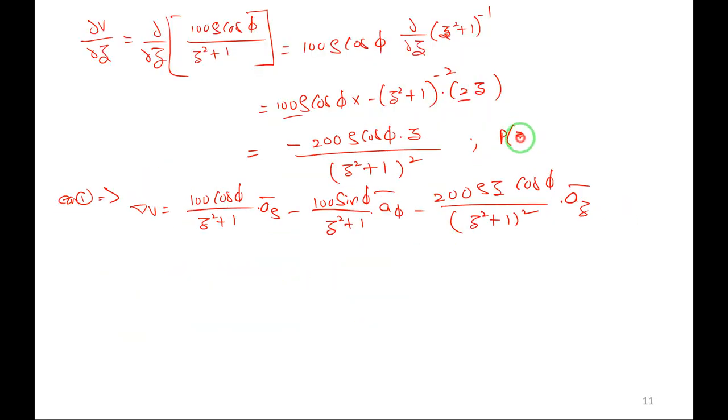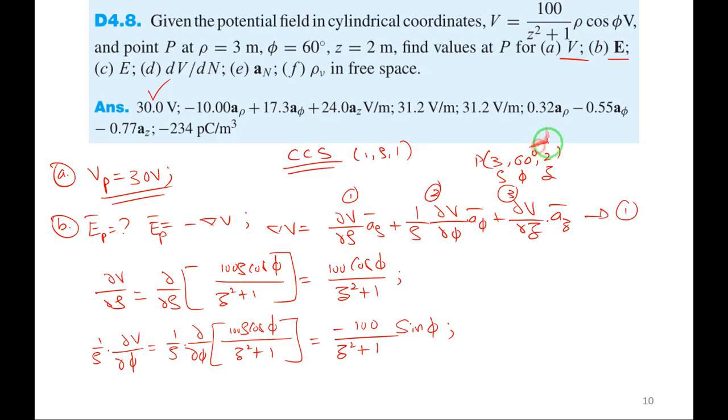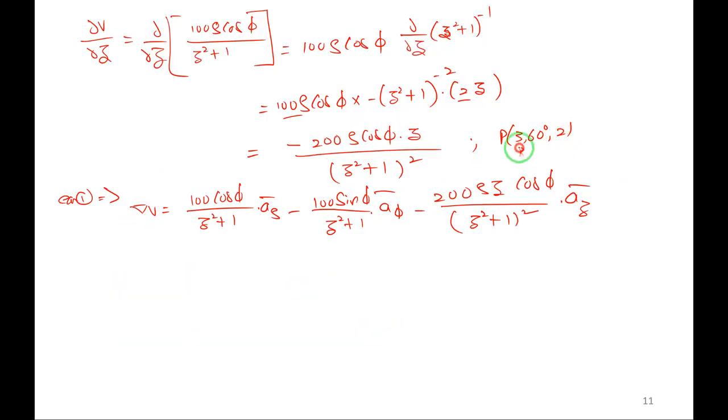360 degree, and 2. This is rho, this is phi, this is z. Substitute here, so that it will be very easy for you. First I'll substitute del V at point P. I'll substitute and write down at a time.